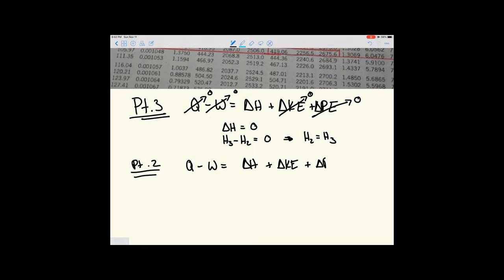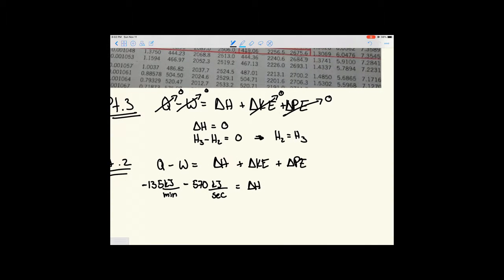At point 2, we are given that we have a loss of 135 kilojoules per minute, and we have a power of 570 kilowatts, which translates to 570 kilojoules per second. We don't know the change of enthalpy, but we do know that since the water vapor is moving at this point, there is a kinetic energy.